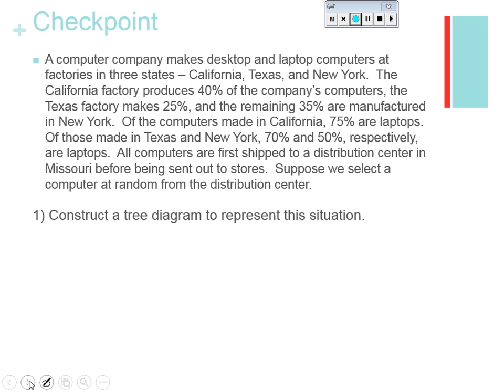So what we're going to finish up with is this right here. And the question says, a computer company makes desktop and laptop computers at factories in 3 states, California, Texas, and New York. The California factory produces 40% of the company's computers, the Texas factory makes 25%, and the remaining 35% are manufactured in New York. Of the computers made in California, 75% are laptops. Of those made in Texas and New York, 70% and 50% respectively are laptops. All computers are first shipped to a distribution center in Missouri before being sent out to stores. Suppose we select a computer at random from the distribution center.